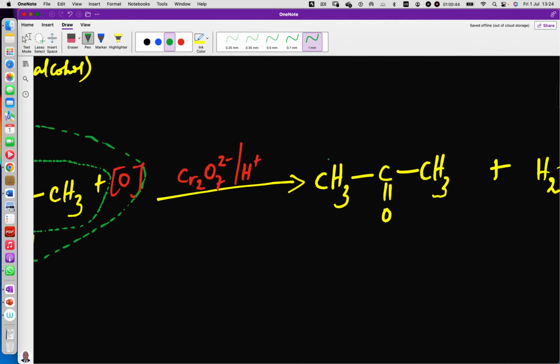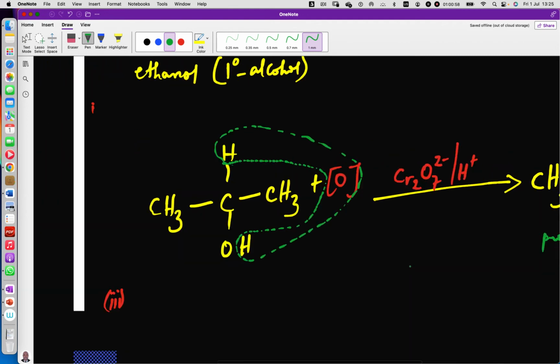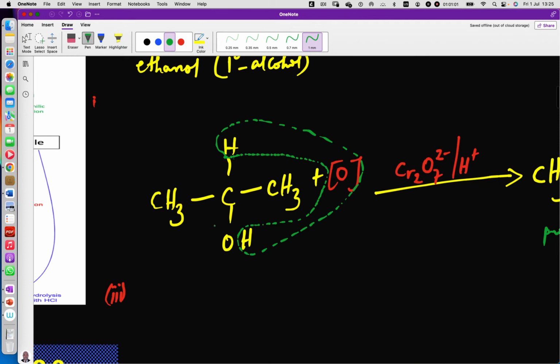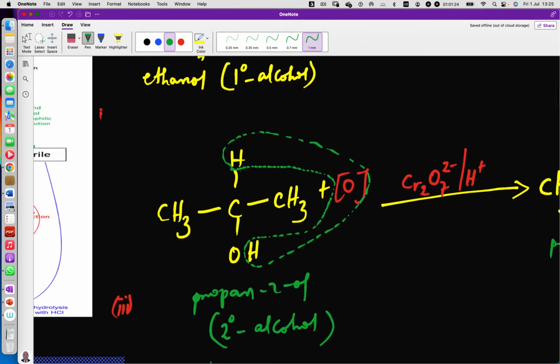So we have this propanone, which is a ketone. Secondary alcohol oxidized to ketone, and this is what we call propan-2-ol. Propan-2-ol is a secondary alcohol. That is what is being done. So secondary alcohol can be oxidized.